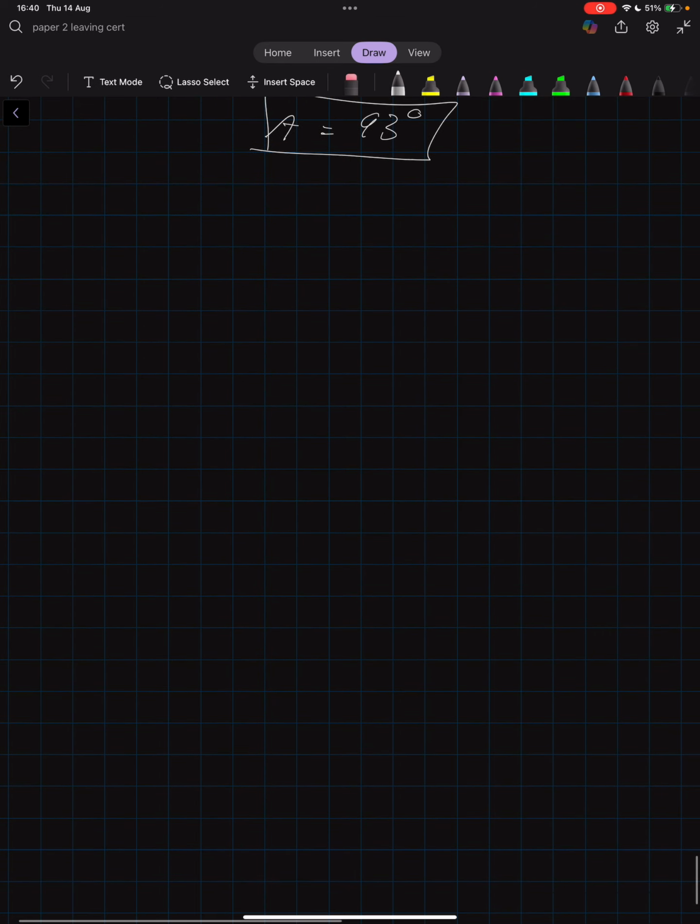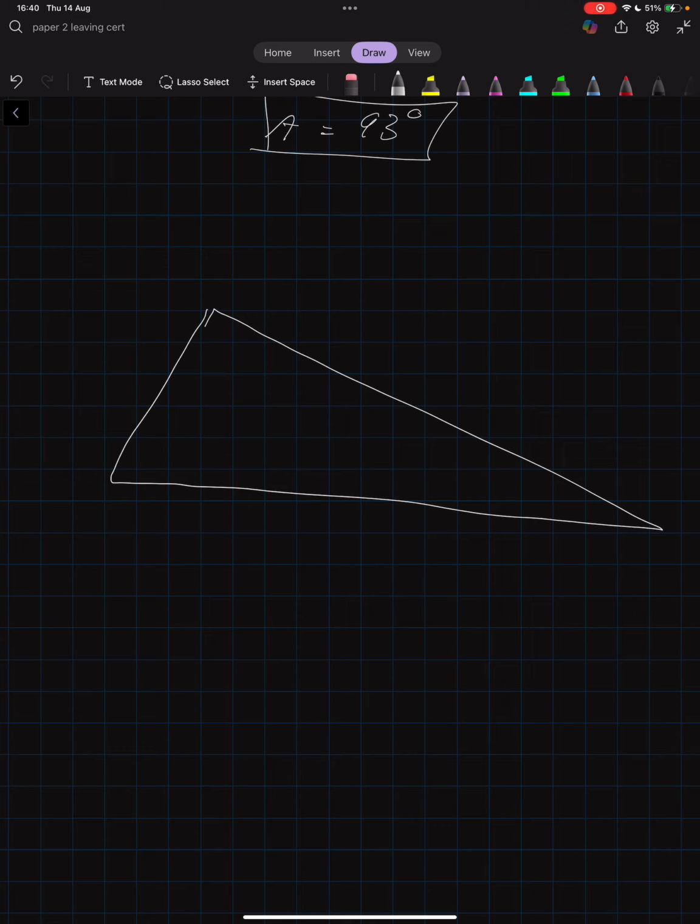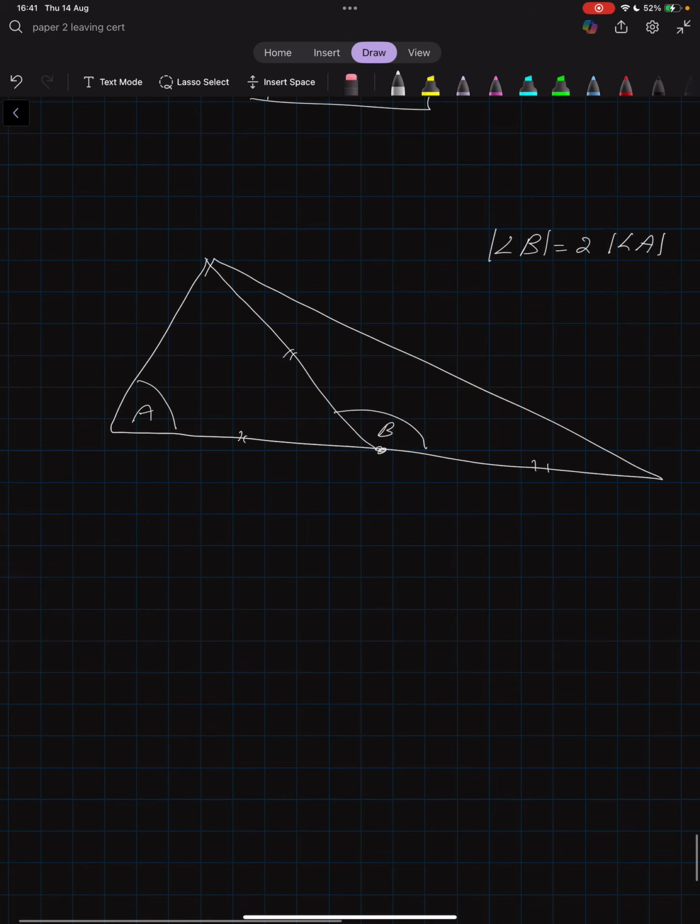I'll just do another one. So another one is here. You have a triangle like this, and then you have a point here. And basically this is the same length as this, and it's the same length as this. And this is angle B, and this is angle A. Okay? So basically what they're asking you to do is prove that angle B is equal to 2 times angle A. Okay?